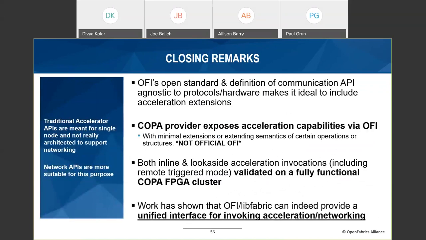As we discussed in this presentation, traditional accelerator IP APIs like OpenCL are not really meant to scale across multiple nodes, and they're not architected to support networking. So OFI is the best bet here. What we have done is taken OFI, provided minimal extensions, and built a provider that exposes these accelerator capabilities. And we have validated it on a fully functional COPA FPGA cluster. We have validated both inline and look-aside accelerator implementations, and we have achieved full wire speed. We have been able to run at 100 gigabits per second, doing both the network transmit and receive operation as well as invoking the inline accelerator on the fly. So overall, this work has proved that OFI can indeed provide a unified interface for both acceleration as well as networking. So I'll stop here and open up the floor for additional questions.